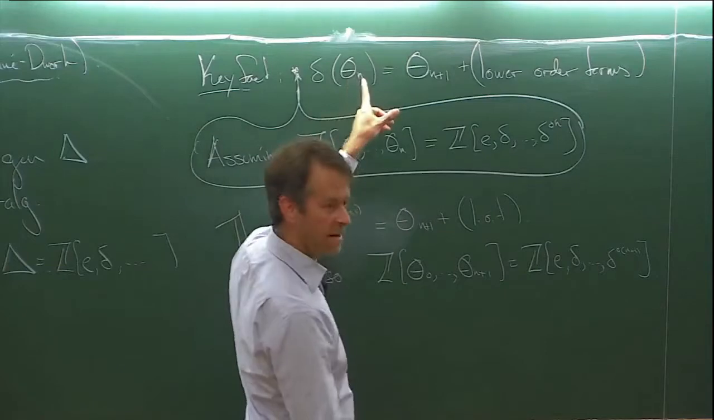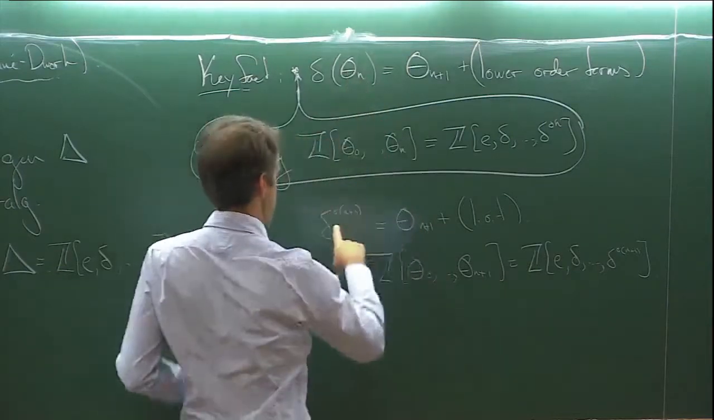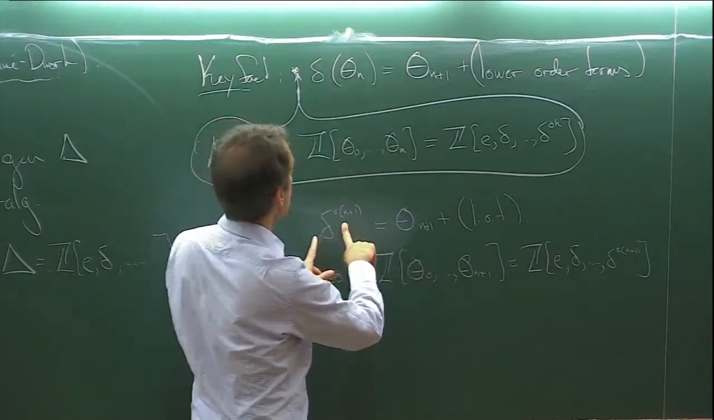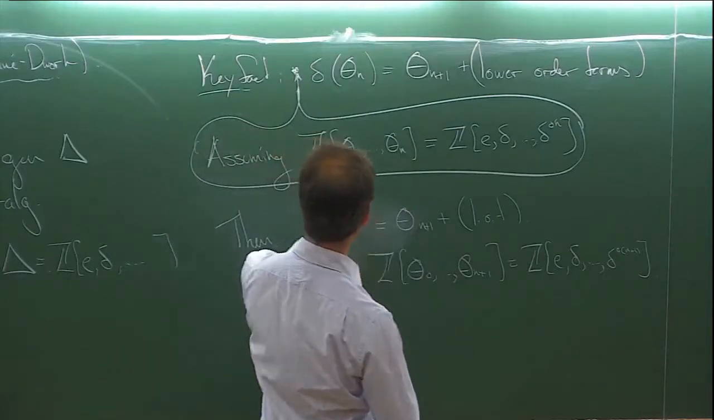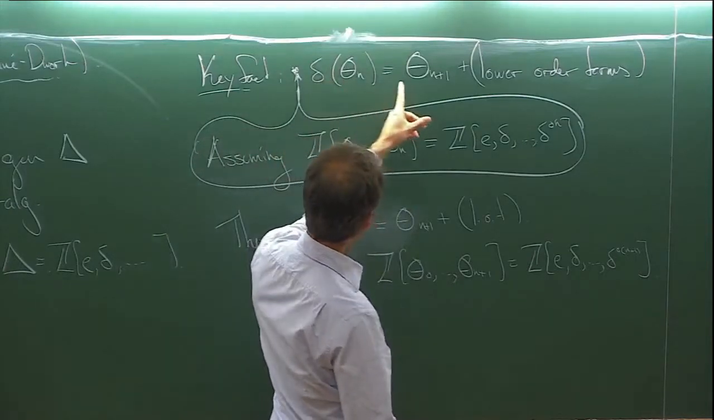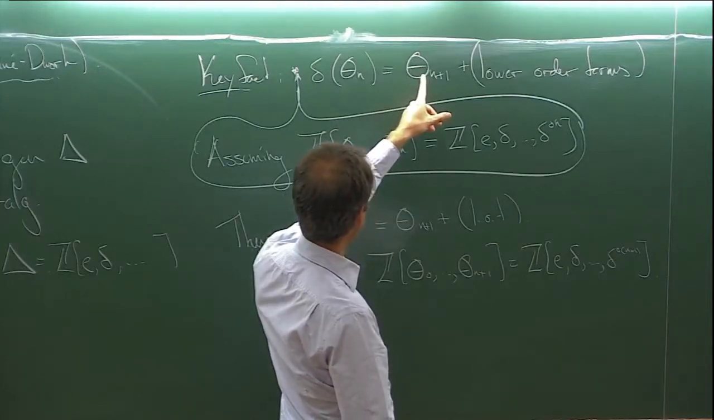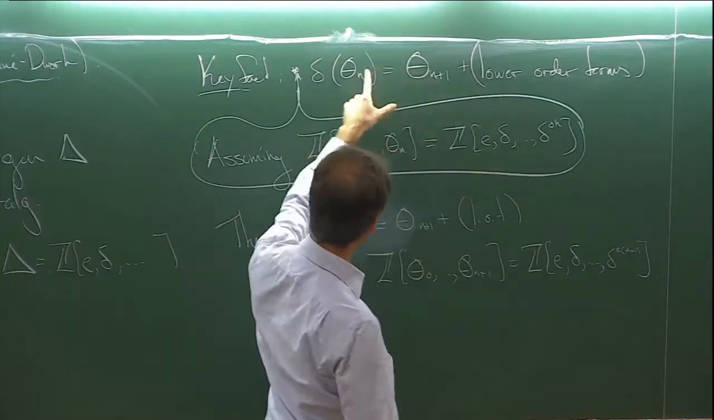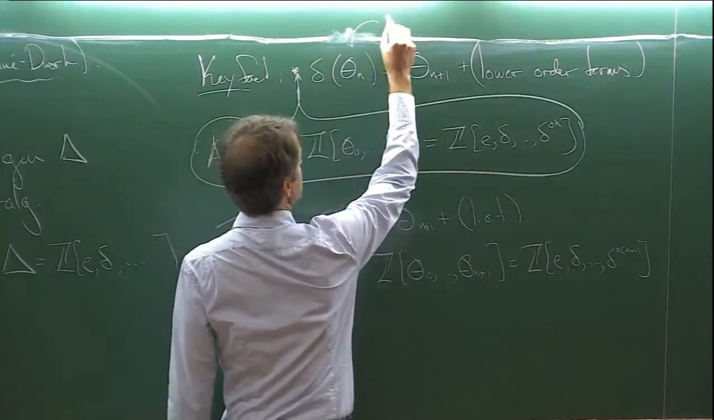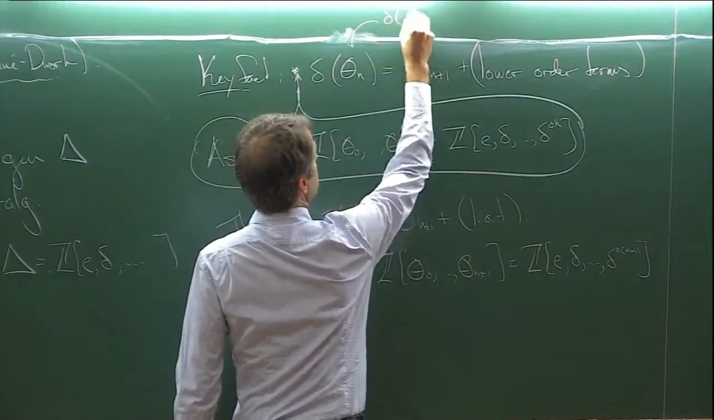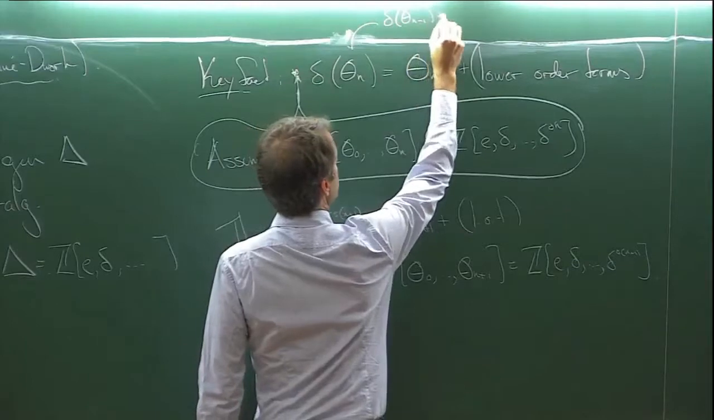This is delta of theta n. But then using that, you can conclude this. If you just think about it, theta n is delta of theta n minus 1 plus lower order terms. So you substitute this. This will be delta of theta n minus 1 plus lower order terms.